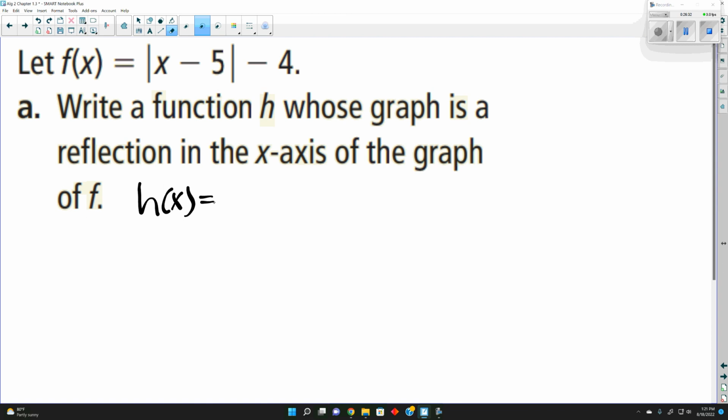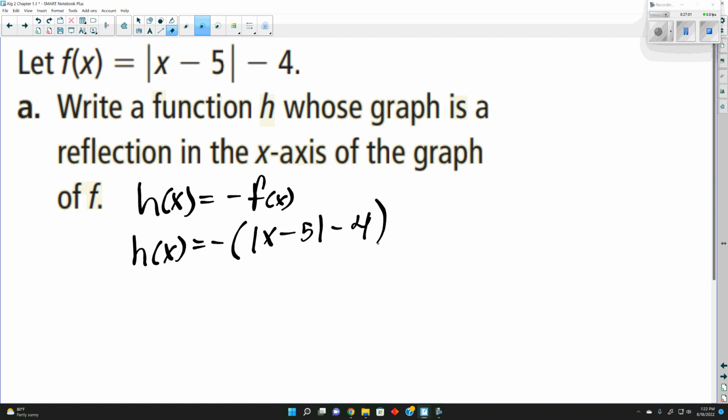But here we want to write it so that it's a reflection in the x-axis. So we're talking about negative f of x. And now we're just replacing f of x with its function. So absolute value of x minus 5, minus 4.